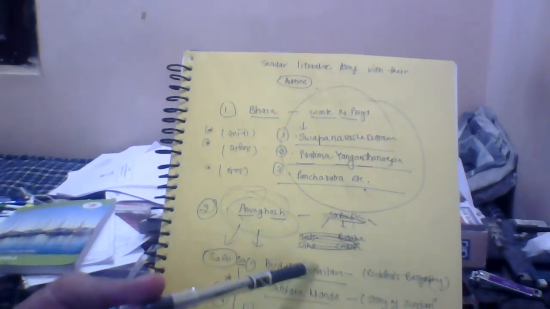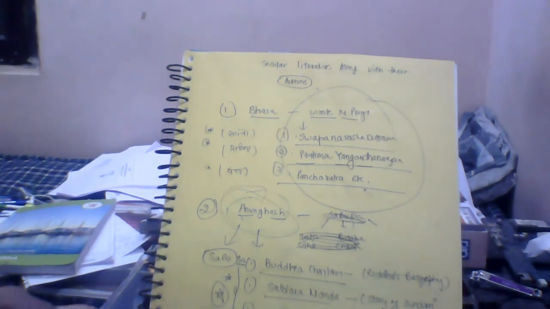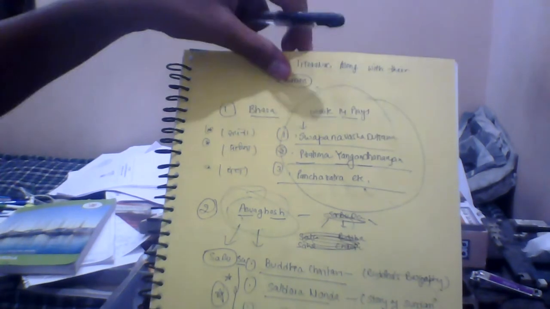He wrote Buddha Charitram, the biography of Buddha. Then he wrote Sutra Lankar, the philosophical text. Then he wrote Sundrananda, the story of Sundra and Anand. And these are the kind of things.